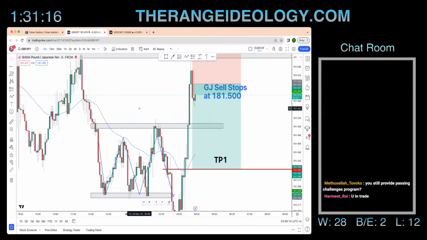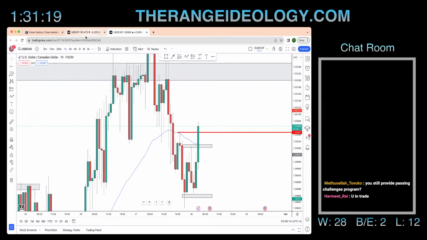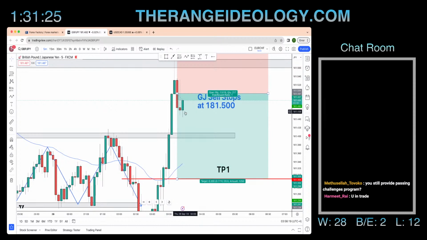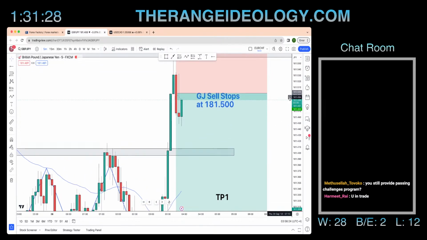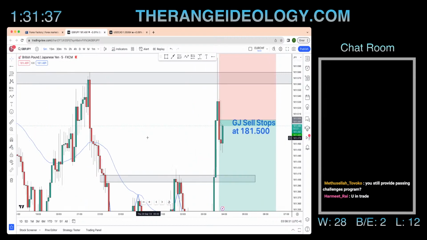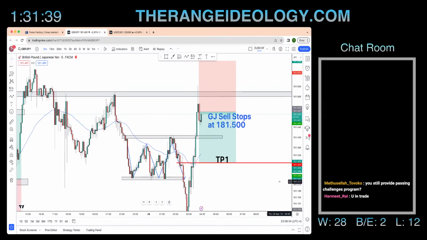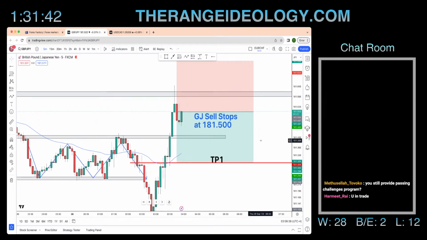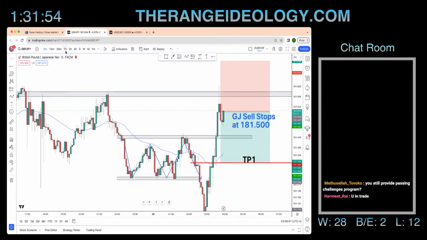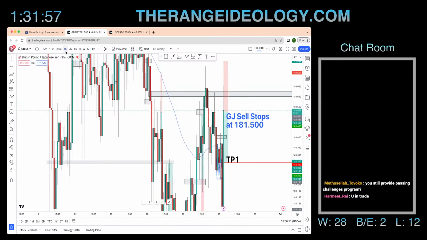So let's see. The 30-minute here as well. Yeah, I could definitely see GJ come down here, but there's a bullish push here that's just taking away the setup right now. Let's see. All right, right back at entry, slightly into drawdown. So it seems like GJ does not want to let go of the bullish run that it was a part of.